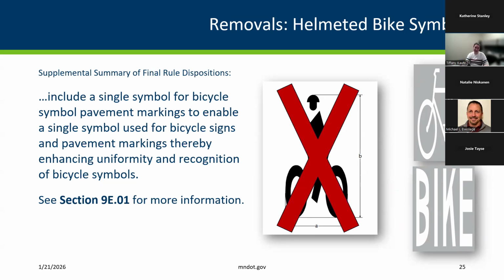And the reason FHWA gave for why they removed the helmeted bike man from the 11th edition of the National MUTCD, which also means it was removed from the Minnesota MUTCD 11th edition, was they wanted to see more consistency between the signs and the pavement markings for bicycle things. And this is the symbol that you would see on the signs, and it is now one of two options for the symbol you would see on the pavement. If you're looking for more information about using these symbols or these messages on the roadway, please check out 9E.01.